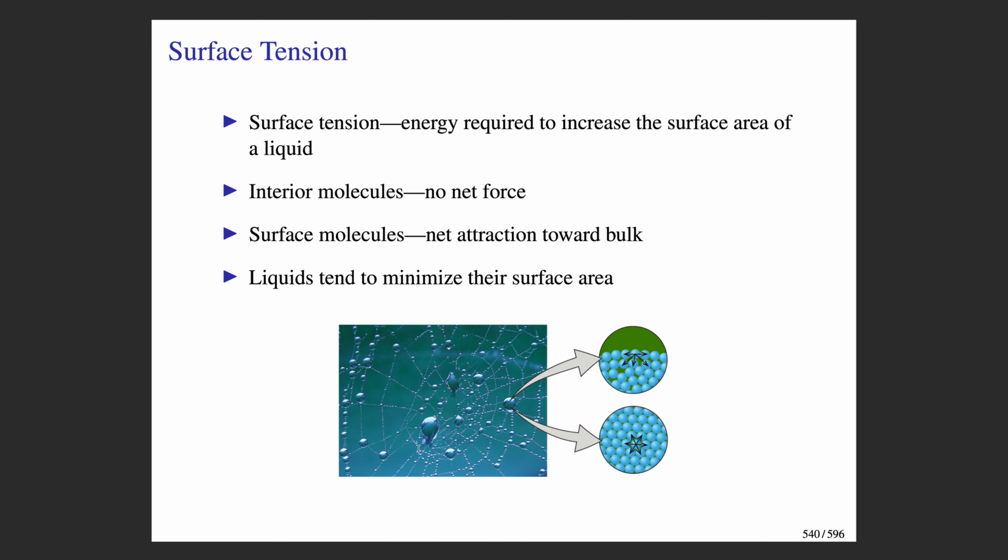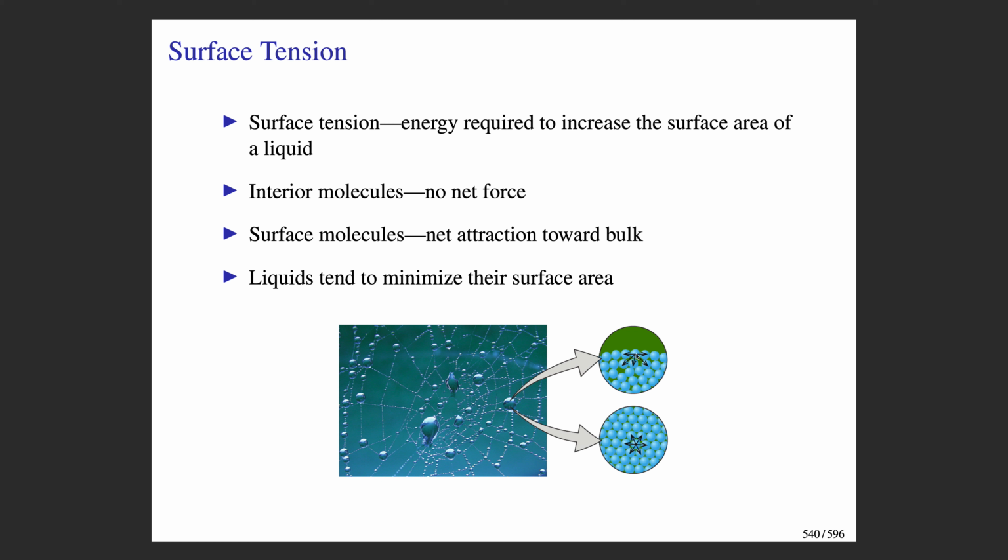Another property of liquids is something called the surface tension. This refers to the energy required to increase the surface area of a liquid. And I'll draw your attention to these pictures here. In the bulk liquid, a given molecule is going to be feeling attractive interactions in all directions. So there's sort of no net attractive interaction, in the sense that the liquid doesn't move. It does move, but it just doesn't move as much.